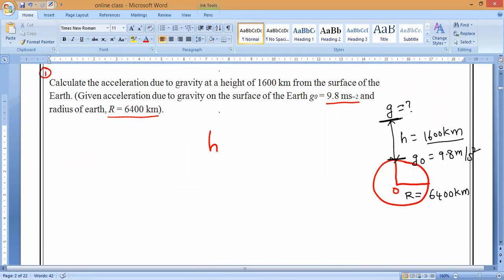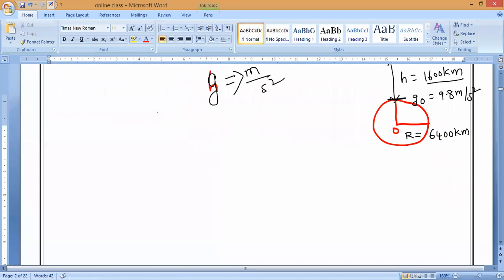What is the unit of G? Meter per second square. But here everything is given in kilometers, so first we have to convert it. G naught is 9.8 meter per second square. Next, the radius of the earth is equal to 6,400 kilometers.